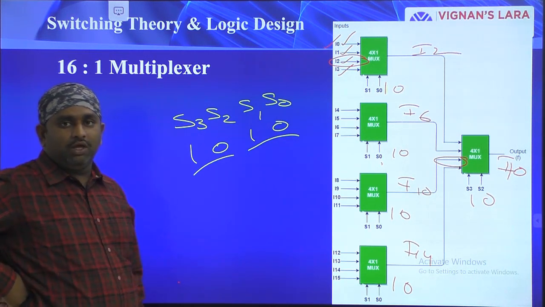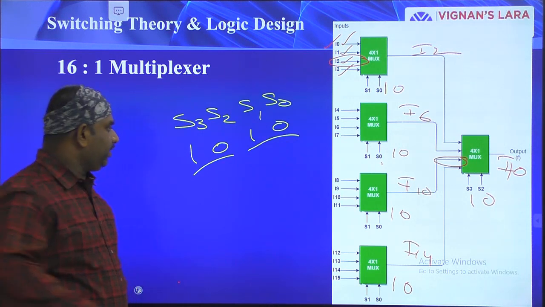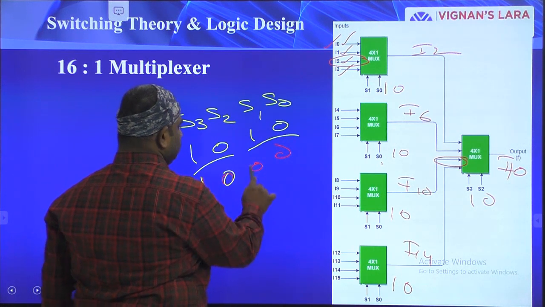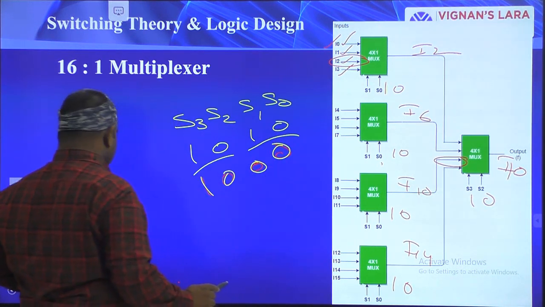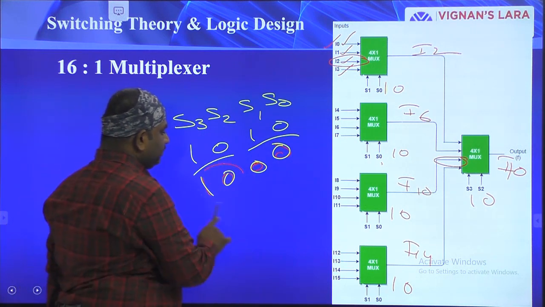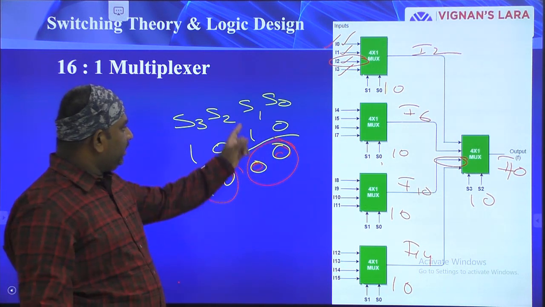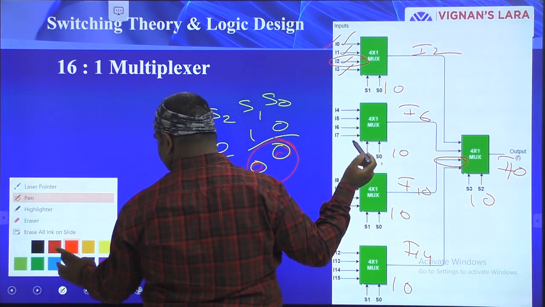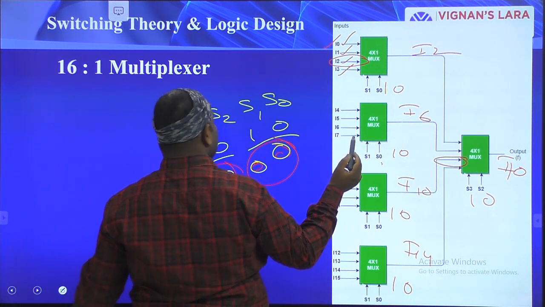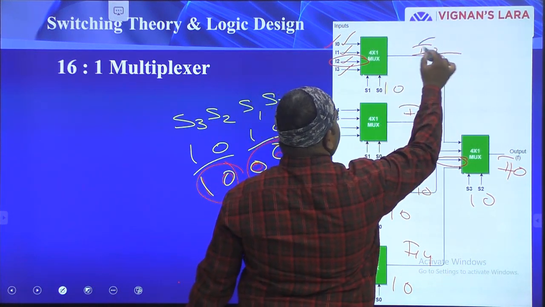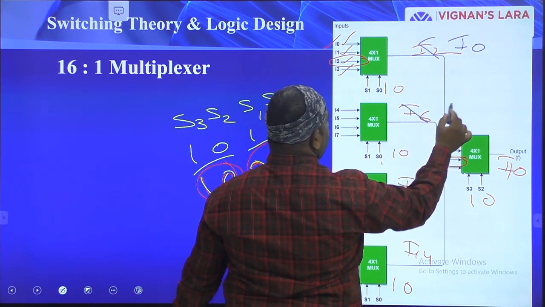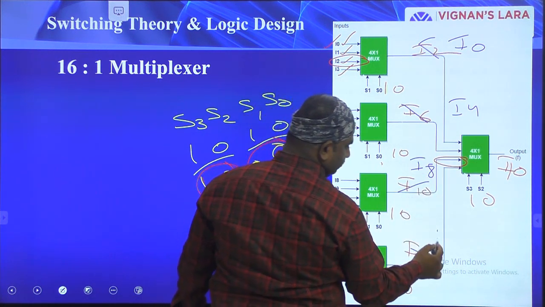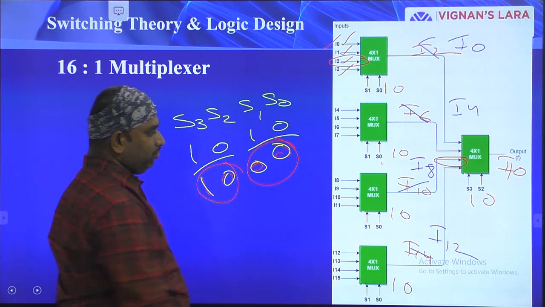Okay, right? Like that you can take one more combination also. For example, 1, 0, 0, 0. So here I have taken 1, 0, 0, 0. S1, S0 values are 0, 0, which means the first line will be selected here. That is, here this is not I2, this is I0, and here I4, here I8, and here I12. So that is 0, 0 we have selected.